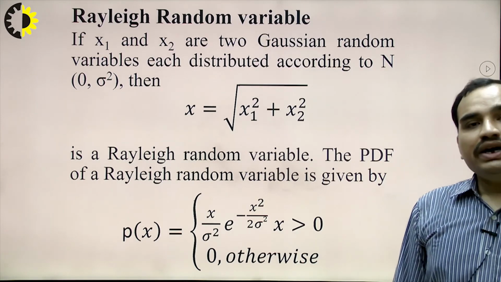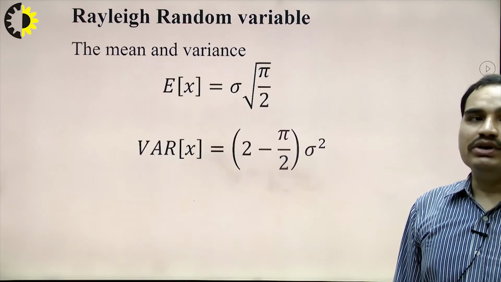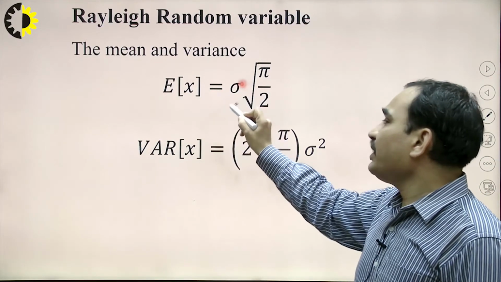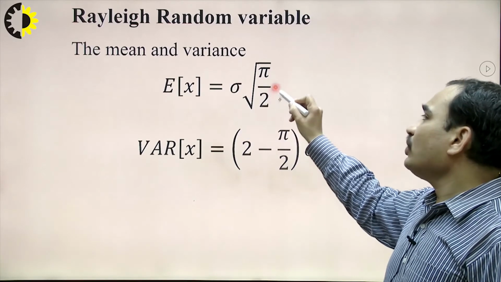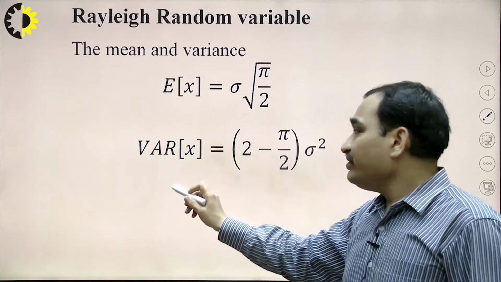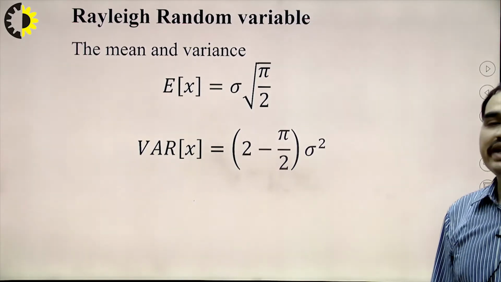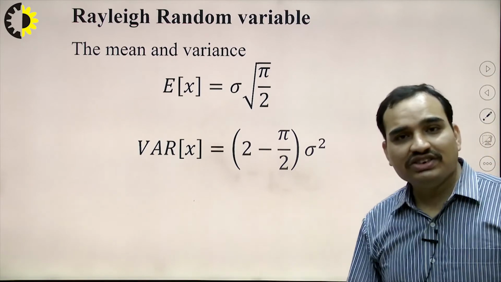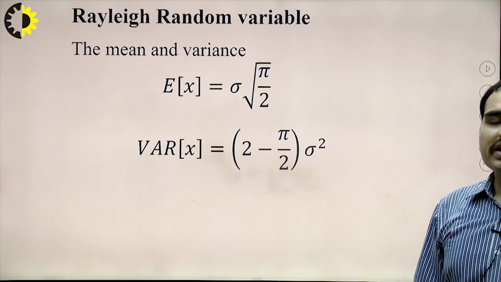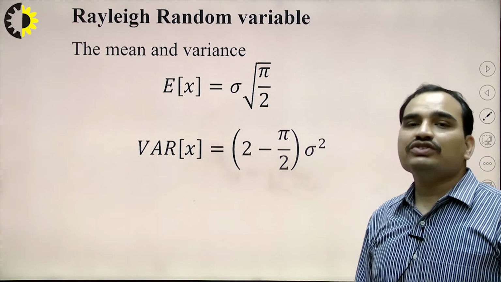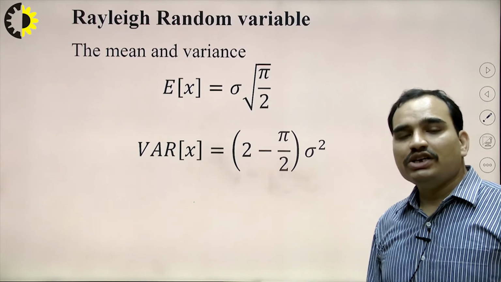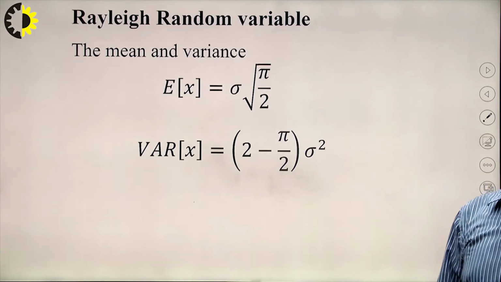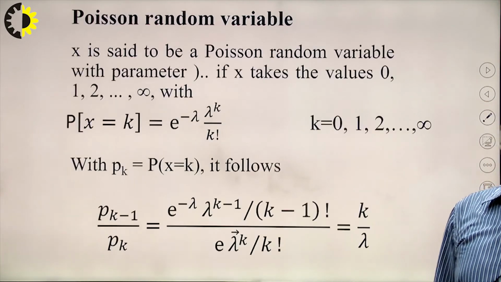Now the mean and the variance for the Rayleigh random variable is given by, the mean is sigma, the standard deviation, under root of pi by 2, and the variance is simply 2 minus pi by 2 sigma square. The same procedure we can follow to find the mean and the variance for Rayleigh random variable, which we have followed to find it for the Bernoulli random variable and the uniform random variable.